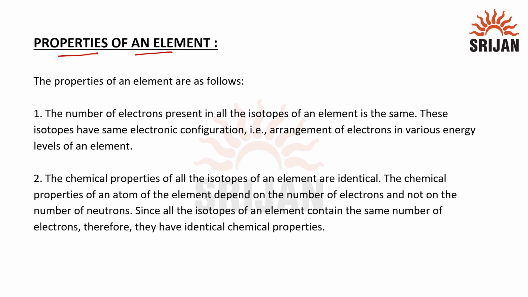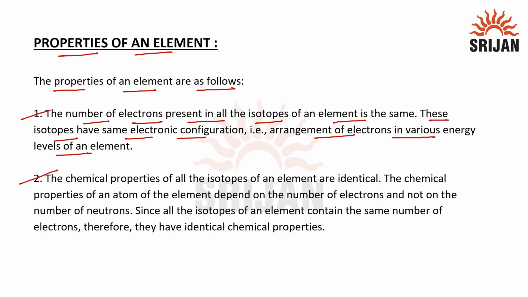Properties of an element. The properties of an element are as follows. First, the number of electrons present in all isotopes of an element is the same. These isotopes have the same electronic configuration, that is, the arrangement of electrons in various energy levels of an element. Let's take an example. The isotopes of hydrogen are protium, deuterium and tritium, and all these hydrogen isotopes have the same number of electrons, that is 1.